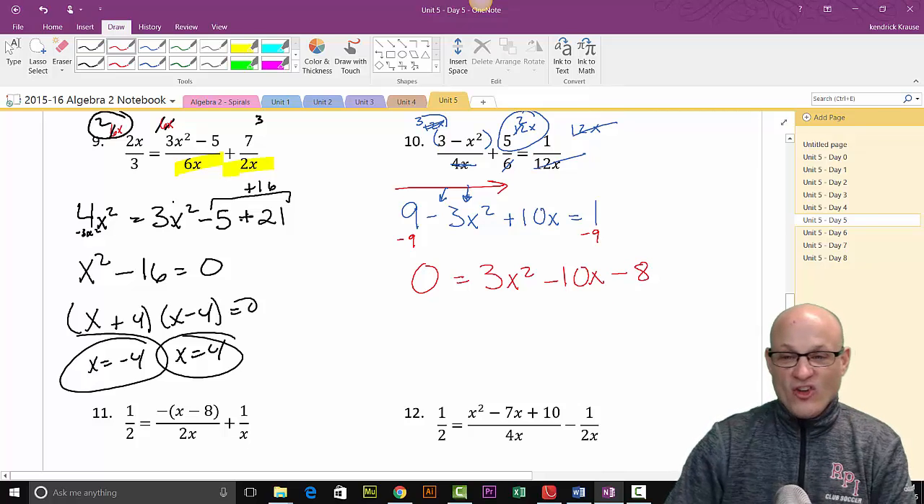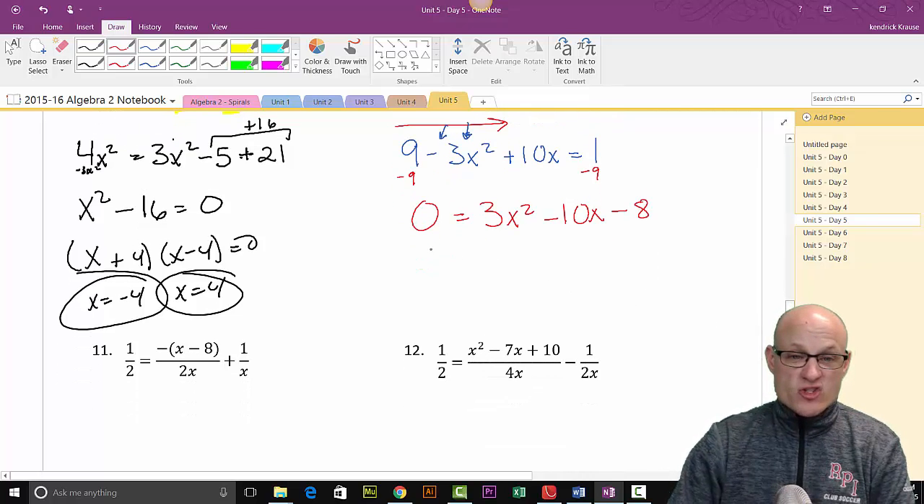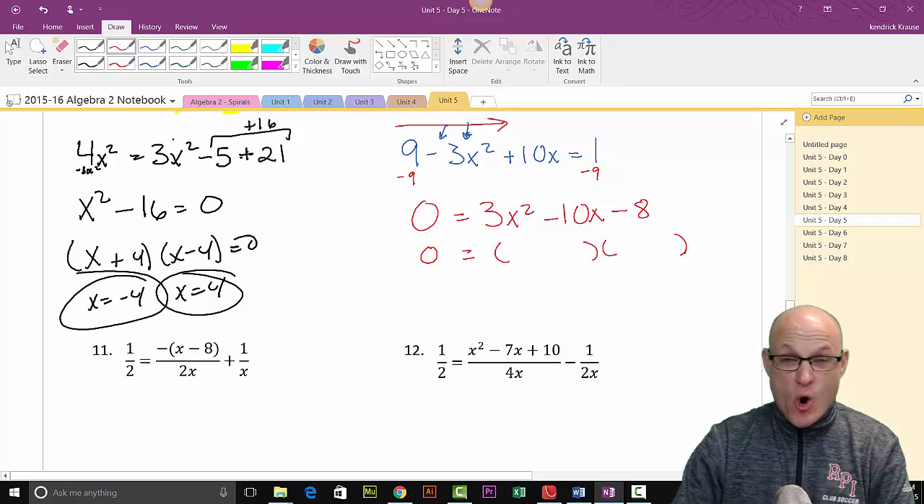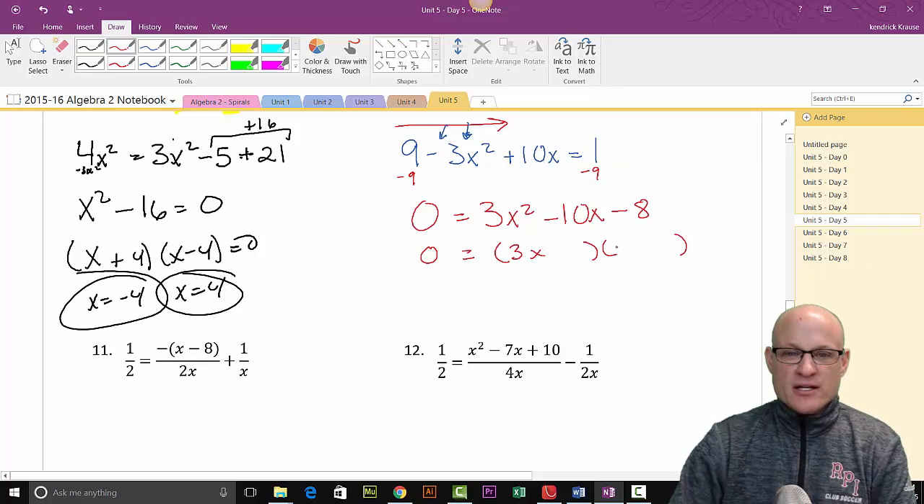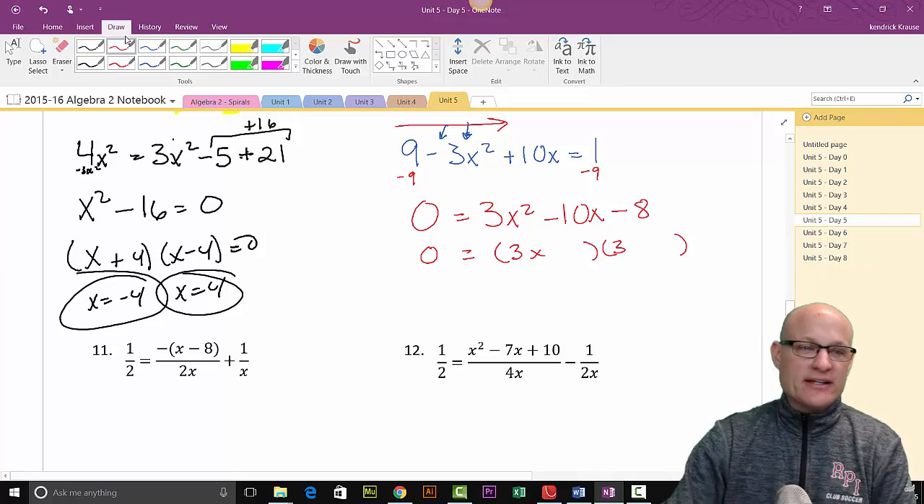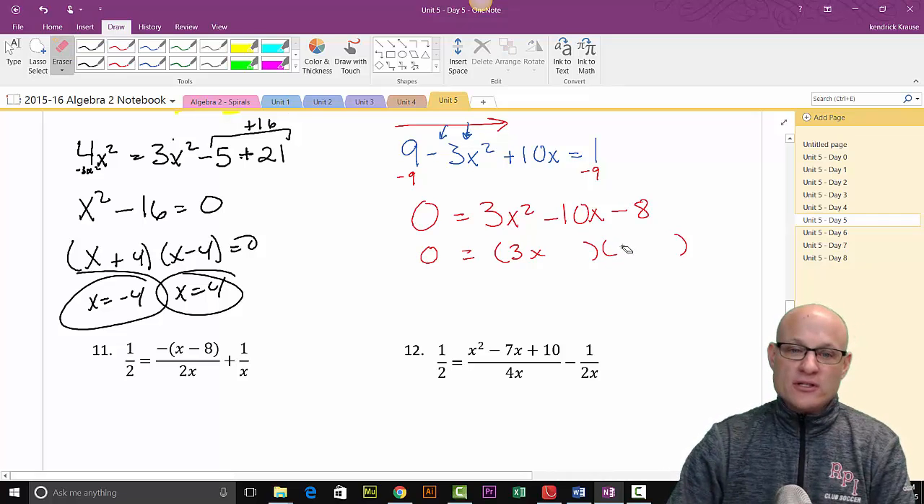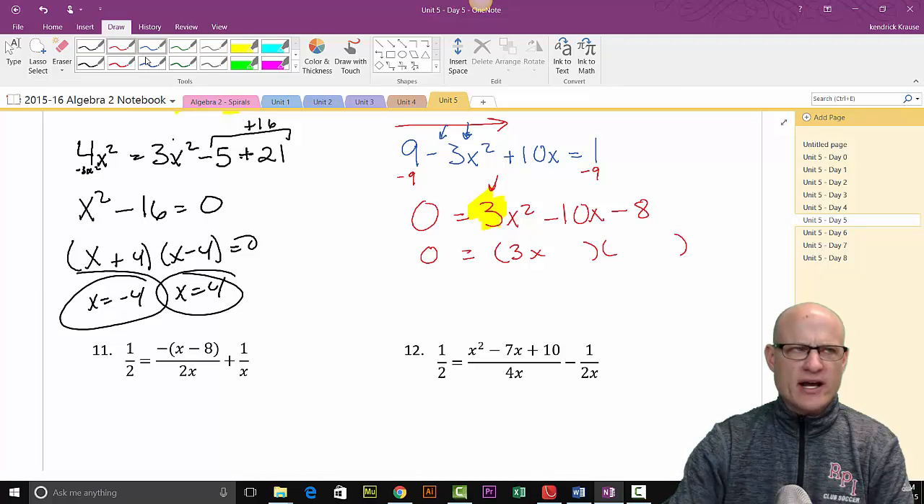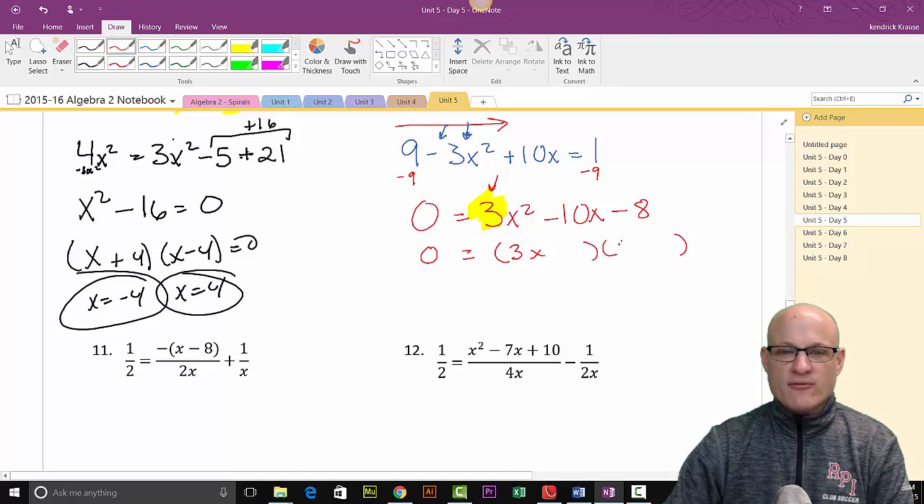Well, Mr. Krause, nothing multiplies to 8 that adds up to, I don't even know. Where did that voice come from? That's a weird voice. Guys, be confident in yourself. Yes, this is harder factoring because this is not a 1. When that is not a 1, that's good English, then you have harder factoring.